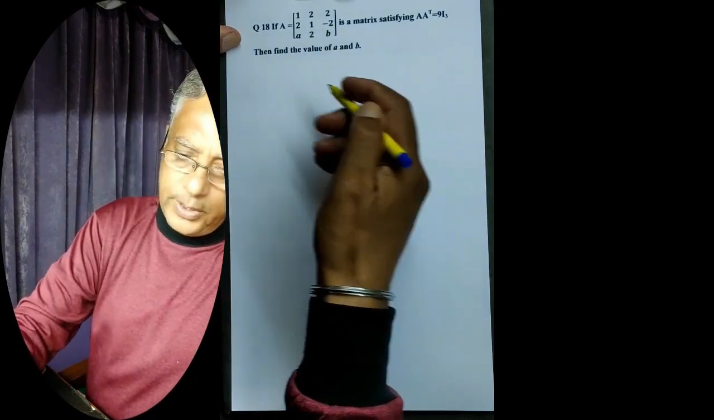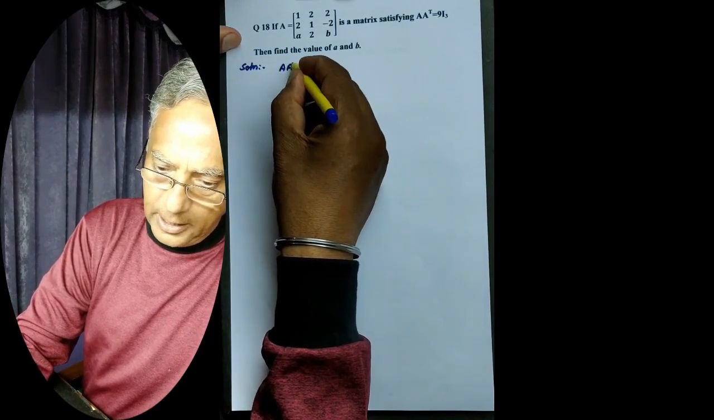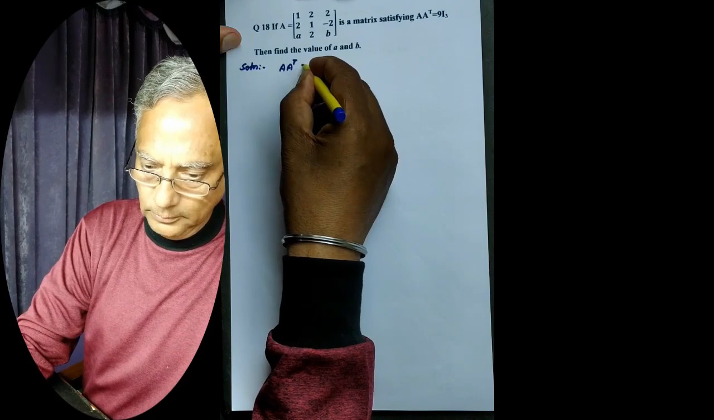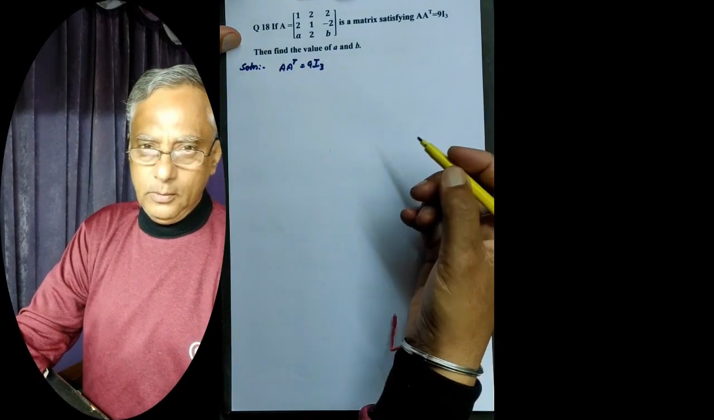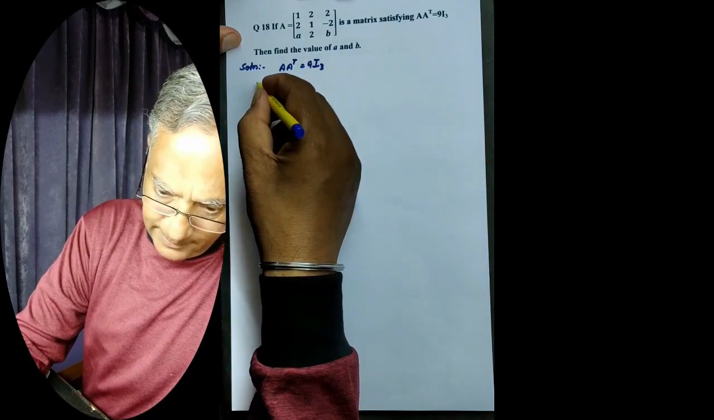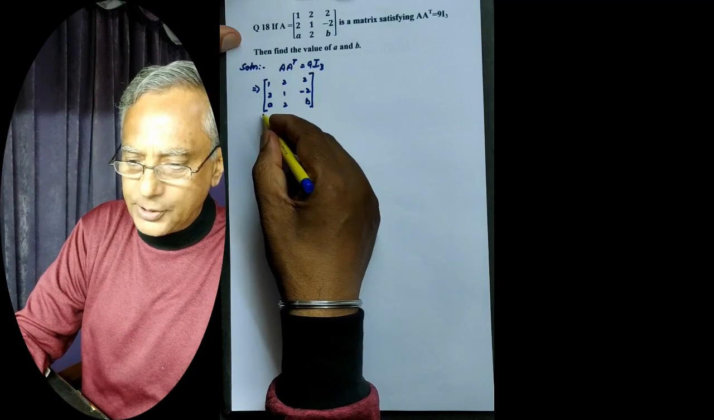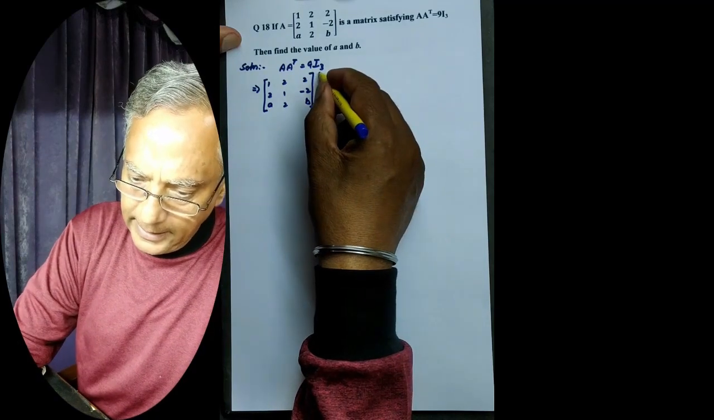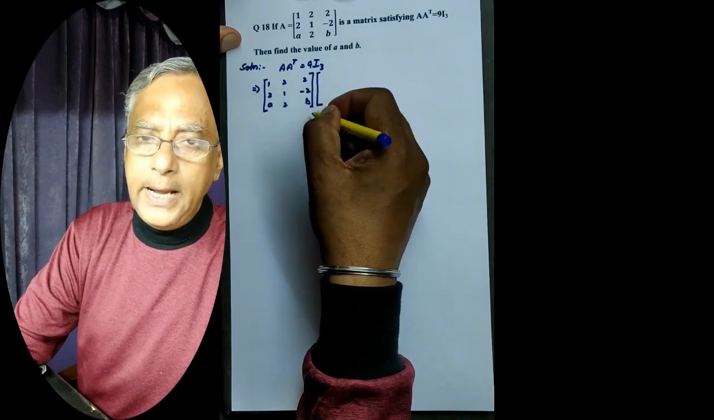So what we do is A into A transpose is equal to 9I3. So this implies A is, how much is A? A is this much, and A transpose is, interchange the rows and columns.